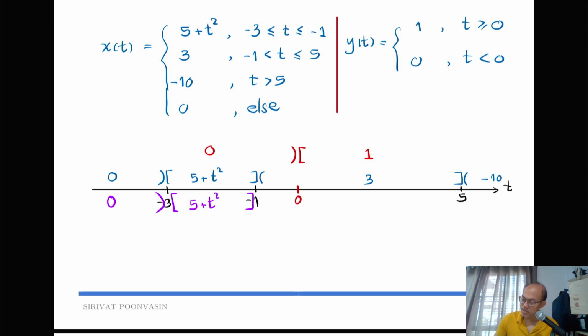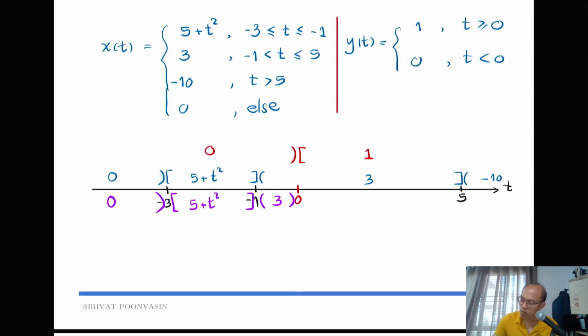And now, things become more interesting when we are in this interval, because in this interval there are two subintervals. The first subinterval goes from -1 to 0. x is 3, whereas y is 0. So 3 added to 0 is 3. So we have 3 here, and the interval would have to be open and open.